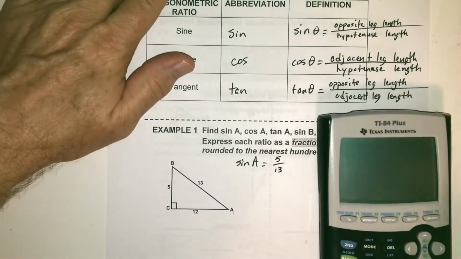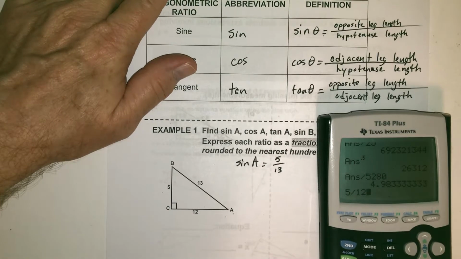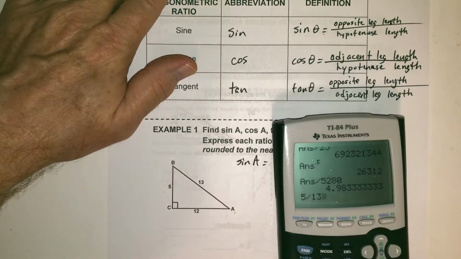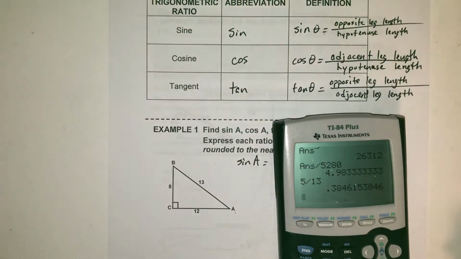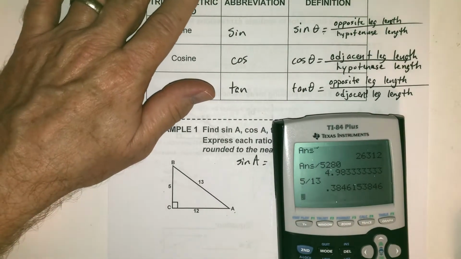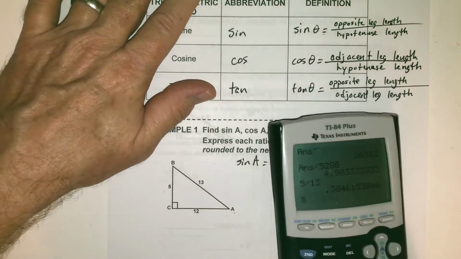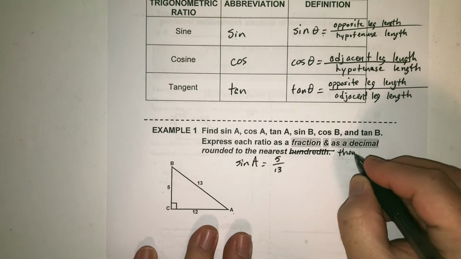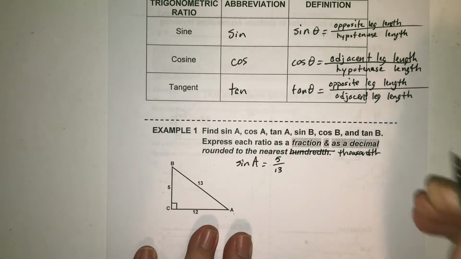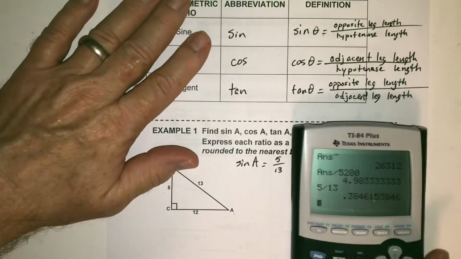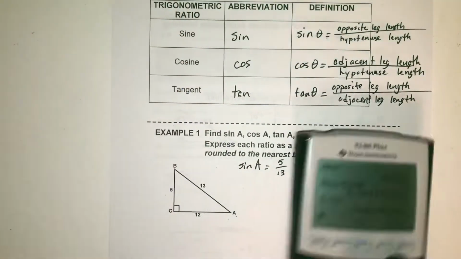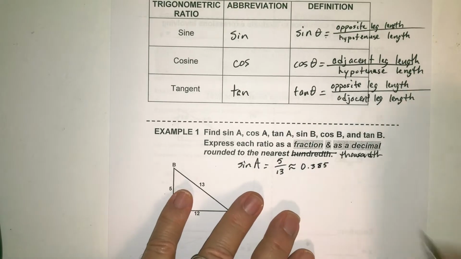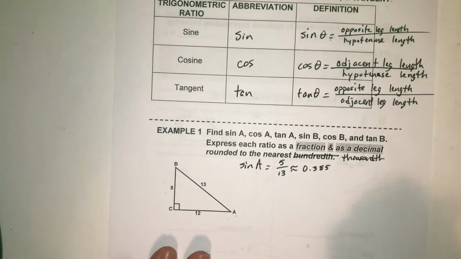Let's take 5 and divide that by 13 to get that decimal approximation to the nearest hundredth, which is 2 decimal places. That sine would be approximately 0.38. Actually, let's round this to the nearest thousandth, which is 3 decimal places. So 0.385. Let's do that. So that is approximately 0.385.